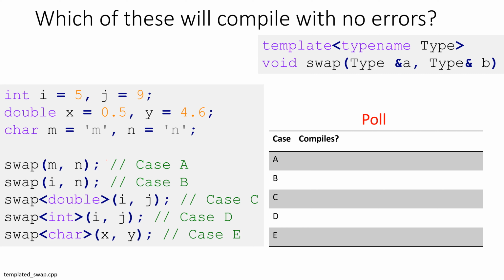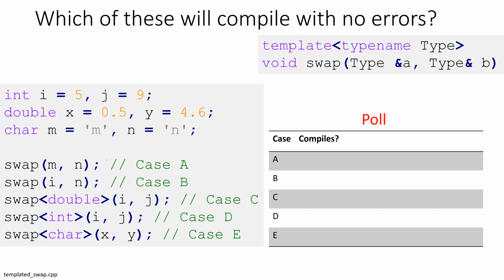Okay. Swap of m comma n. The first line. Is it going to compile or not? Okay. So it's going to compile. Why do you think it's going to compile? Just seems fine. Okay, sounds fine. Okay, what about this one? Swap of I comma n.